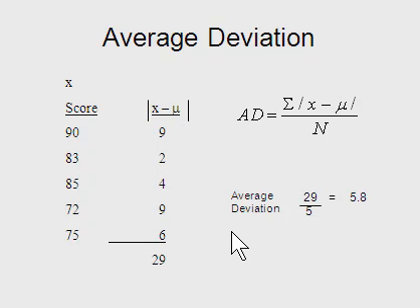That's where you ignore the positive and negative signs. So to find the average deviation, we're going to take each of the deviations, ignore the positive and negative values, add them together and divide by the number of items. In this case, the average deviation is 5.8. The way you interpret that is that, on the average, each value is about 5.8 away from the mean.